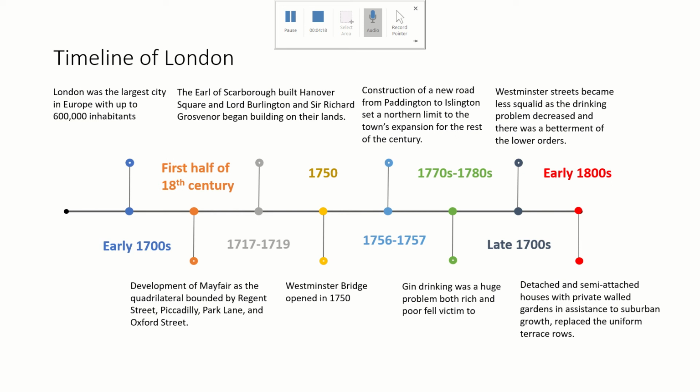A social issue that was taking place in the 1770s to 1780s was a huge gin drinking problem that both rich and poor fell victim to. By the late 1700s, Westminster streets became less squalid as the drinking problem decreased, and there was a betterment of the lower orders. And in the early 1800s, detached and semi-detached houses with private walled gardens and assistance to suburban growth were beginning to replace the uniform terraced rows.